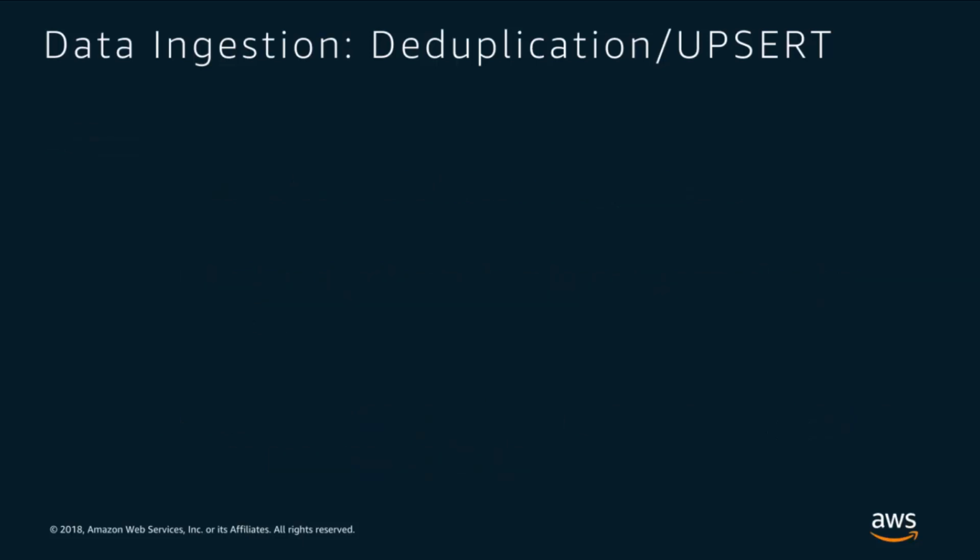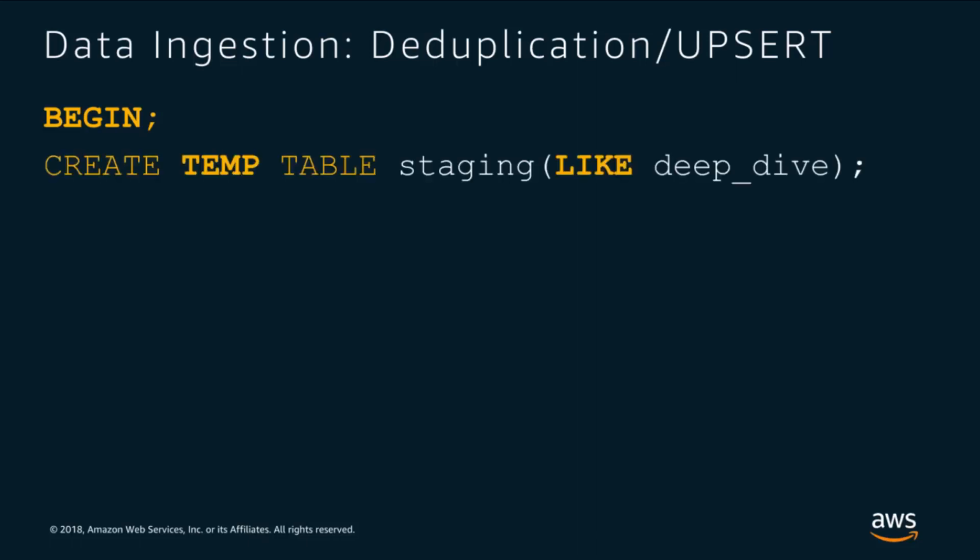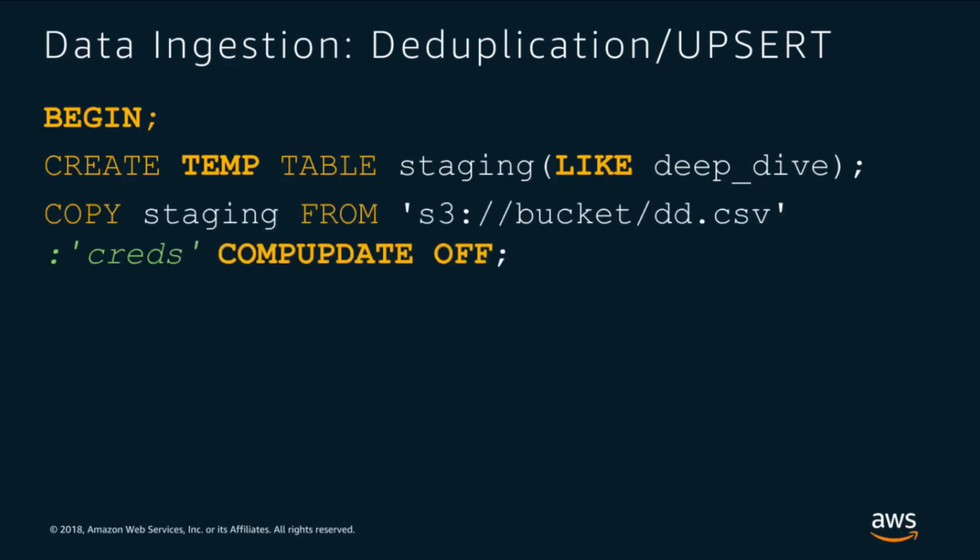The SQL for doing this, we're going to want to start out with a transaction. Remember I talked about transactions in Redshift and how we want to wrap these workflows in a transaction to reduce the number of commits. So we're going to start out with a begin statement. Then we're going to create a temporary table, because temporary tables write twice as fast. We're going to create this temporary table just like our deep dive table. So it's going to copy over all of the compression settings, the same sort key, all of that stuff from that table. We're then going to copy the data from S3 into our staging table.